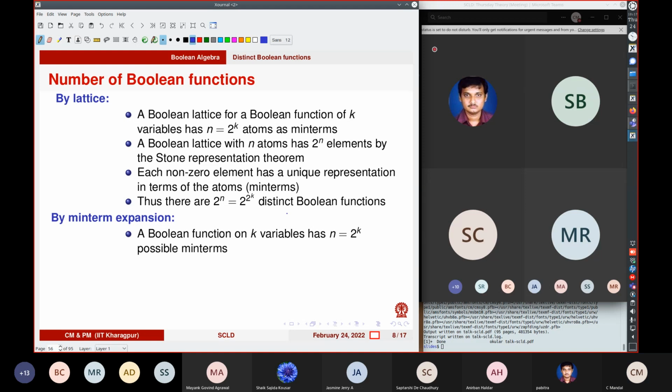All right, so by min term expansion, of course, you know that there are 2 to the power k min terms. And for each Boolean function, because only one min term can be true at a time, you define your Boolean function by choosing a subset of these 2 to the power k min terms, and you know that there can be a total of so many distinct subsets.